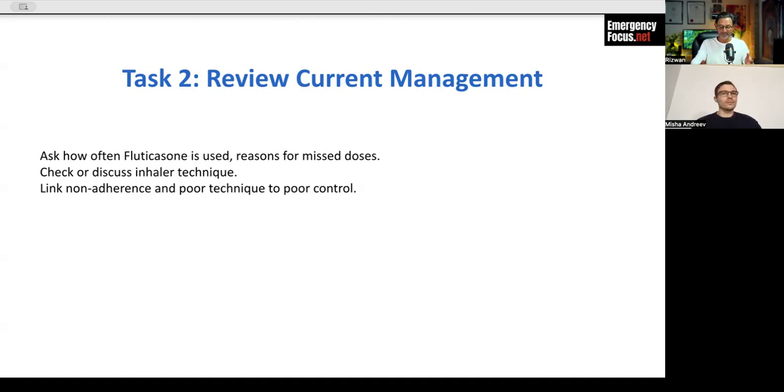Because it's a face-to-face exam, there might be an inhaler there, and you can ask the parent to show how they use the inhaler. And once they show you the poor technique, either by word, or look, or say the child is doing it by himself, you can link that information of non-adherence or poor technique to a poor or inadequate control.